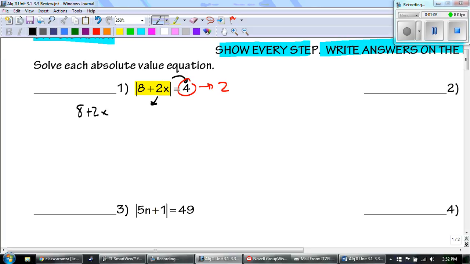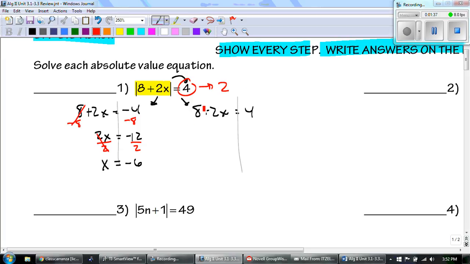Whatever's inside, what is the distance it is from 0, and it could be set equal to a -4 or a +4. And then from there, all we do is solve. So I would subtract 8 to both sides. We get 2x equals -12. And then divide by 2 to get x equals -6. And the super cool thing about it, since there are two equations, two answers, I am doing the same exact thing on the other side. So that's why I'm kind of doing that one super fast. I'm doing the same steps. Okay, so my answer would be -6 or -2. If we're writing it all together, we would say x equals -6 or -2.